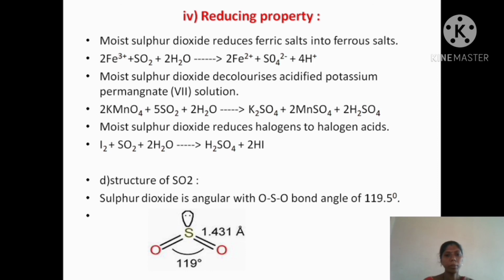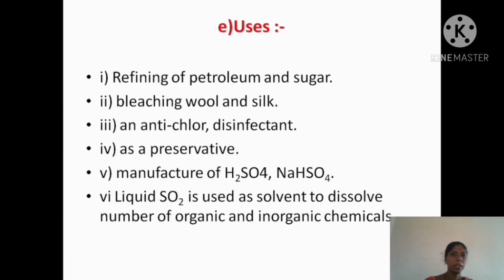Then structure of sulfur dioxide. Sulfur dioxide is angular in structure with an OSO bond angle of about 119.5 degrees. The sulfur oxygen bond length is 1.431 angstrom. The last point on sulfur dioxide is uses of sulfur dioxide.